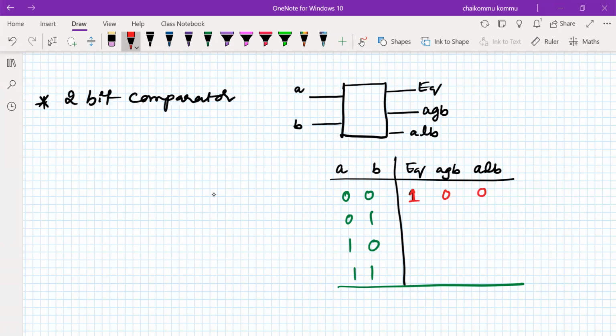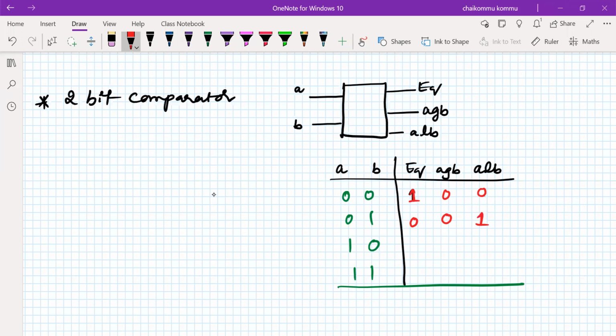Whereas in the second case, B is greater. B is greater means A is less than B, right? That's the meaning. So there is no value for the equality. There is no value for A greater than B. Okay. What about the third one?